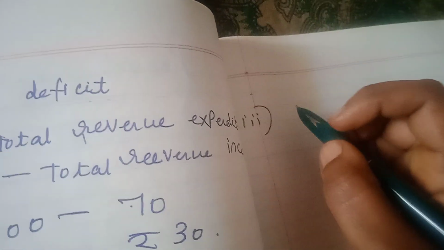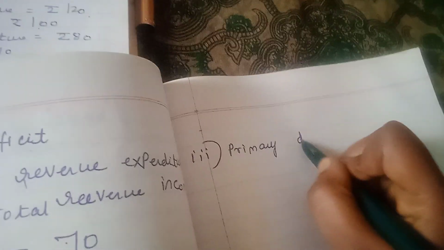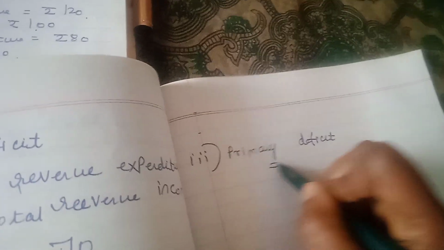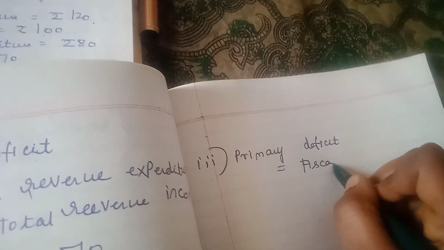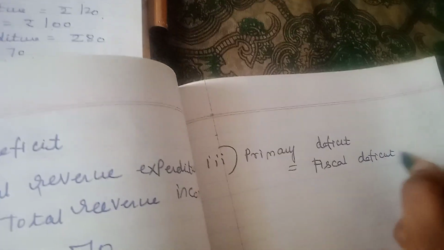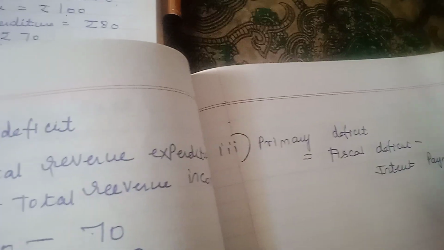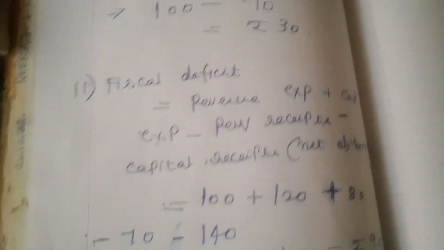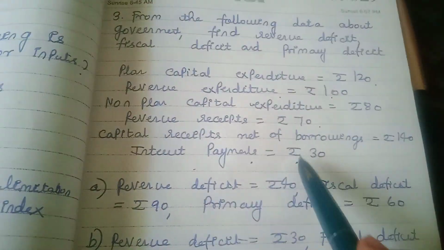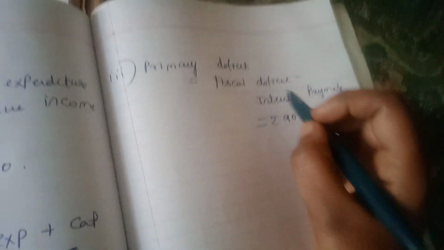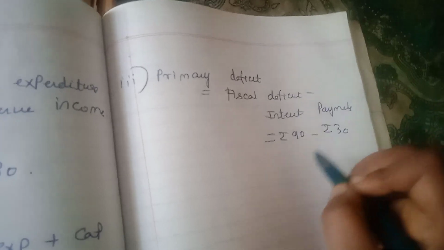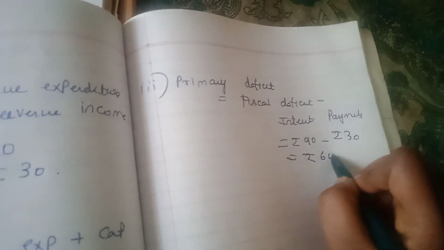Now let us calculate primary deficit. Primary deficit is equal to fiscal deficit minus interest payments. We have calculated fiscal deficit is equal to rupees 90. So interest payment in this question is rupees 30. So our answer is rupees 60.